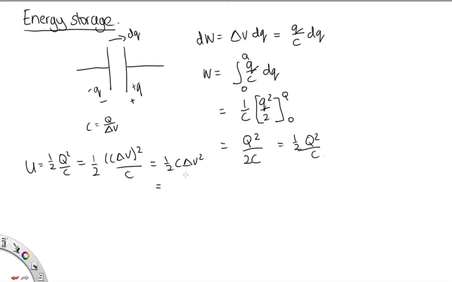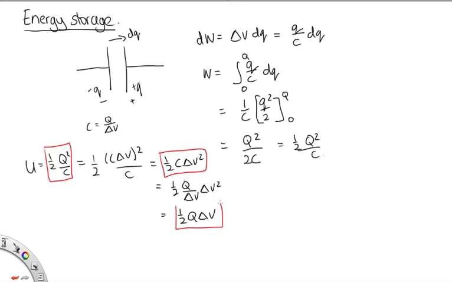Another way we can write it is to now get rid of the capacitance. So we've got a half Q over delta V times delta V squared. So this is equal to a half Q delta V. So we've got three ways, 1, 2, or 3, to write the energy stored on a capacitor.